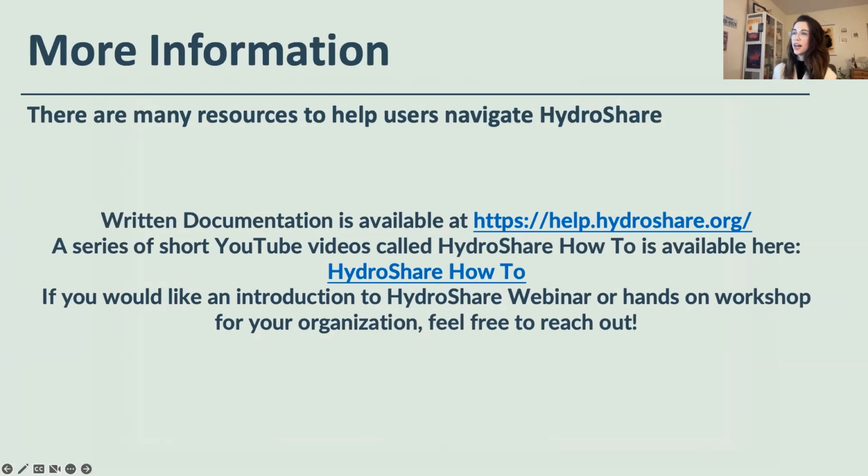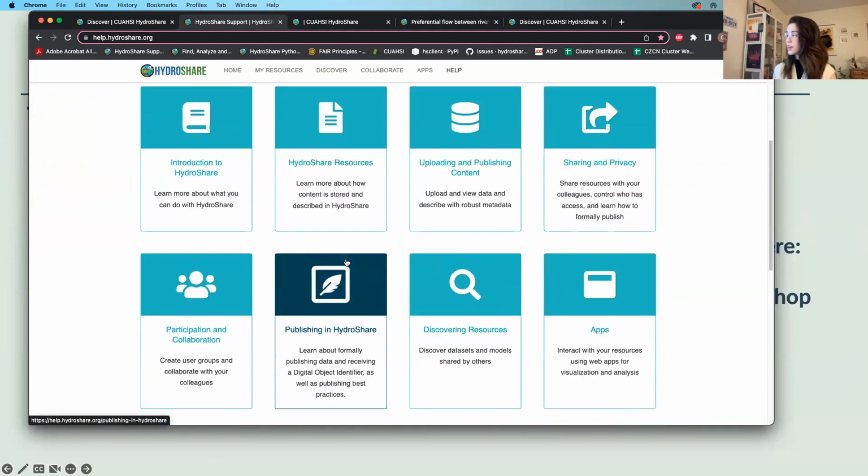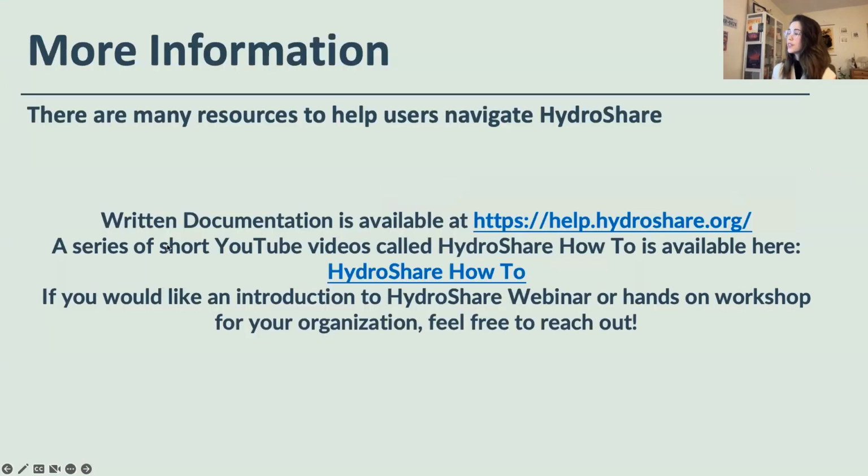There are lots of resources to help users learn how to use HydroShare. We hope that it's fairly intuitive, but we know that there are lots of questions associated with storing, publishing, and describing data. So written documentation is available at help@cuahsi.org, or you can simply go to this help tab. And here is all of the documentation you could ever possibly want. There's also a series of short YouTube videos called HydroShare How To that are available on our YouTube channel that are each about 3 minutes in length and show you how to do various things within HydroShare. And if you would like an introduction to HydroShare webinar or a hands-on workshop for your organization or group, you can also just reach out.